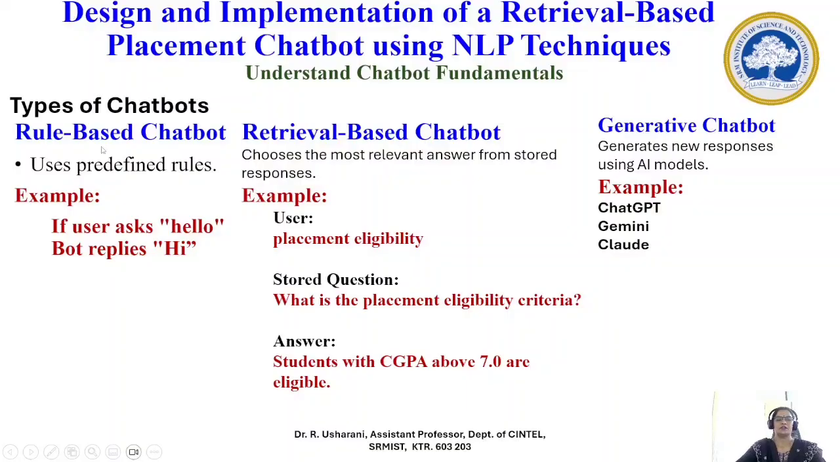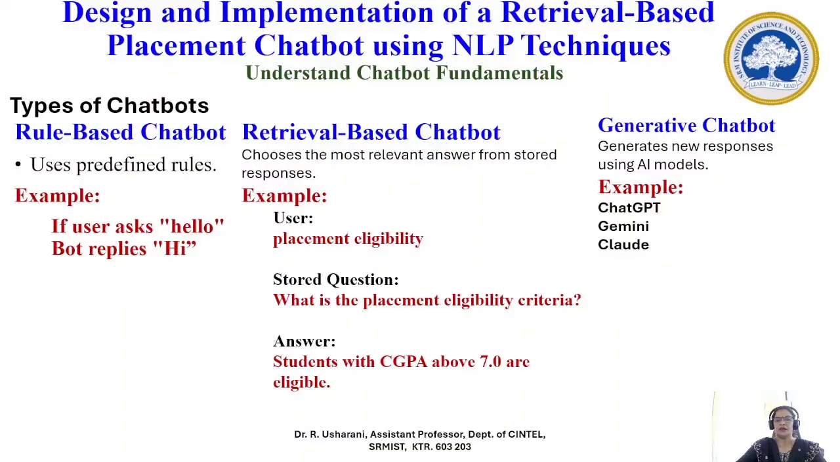A rule-based chatbot uses predefined rules. For example, if the user says hello, then immediately the bot replies with a greeting message, hi, welcome, like this. It is easy to implement but cannot handle questions outside its rules. A generative chatbot generates new responses using AI models. Examples are ChatGPT, Gemini, Claude.